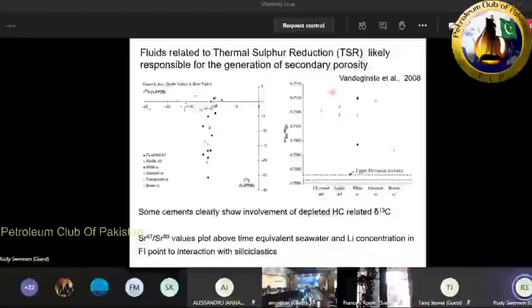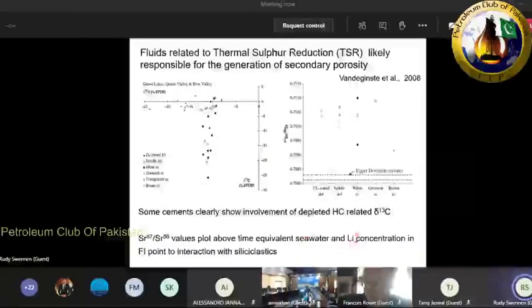Also, if we look at the strontium isotopes, they are very exotic. So the fluids are coming from outside. Also in the cements, we could indicate the presence of lithium. Lithium is normally not present in any carbonate. So this means that there is an external source of this lithium, and the material most likely came from interaction with siliciclastics.